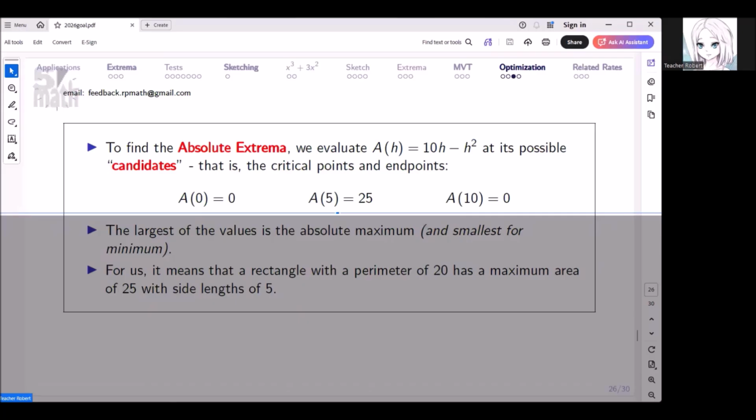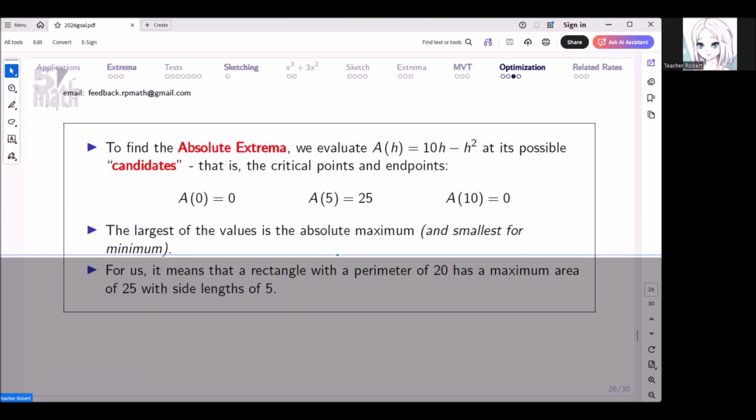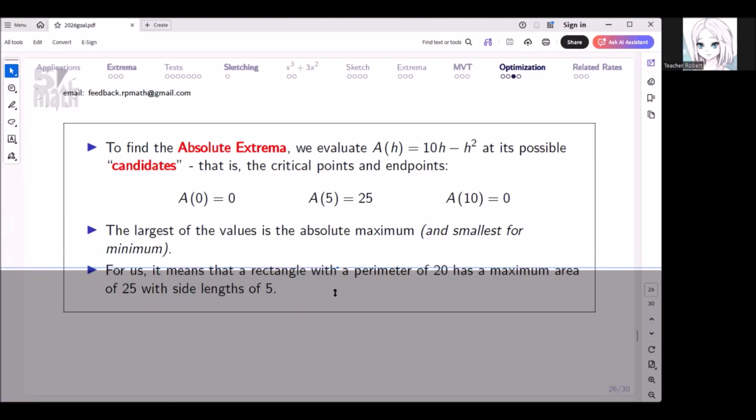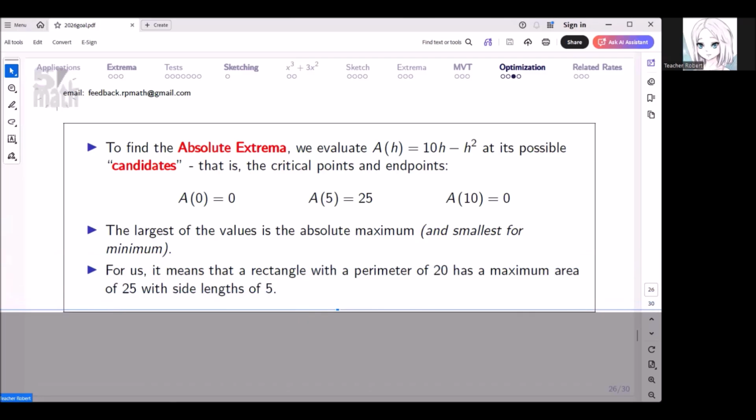To find the absolute extrema, we evaluate A of h equals 10h minus h squared at its possible candidates, that is, the critical points and endpoints. A of 0 equals 0, A of 5 equals 25, A of 10 equals 0. The largest of the values is the absolute maximum, and smallest for minimum. For us, it means that a rectangle with a perimeter of 20 has a maximum area of 25 with side lengths of 5.